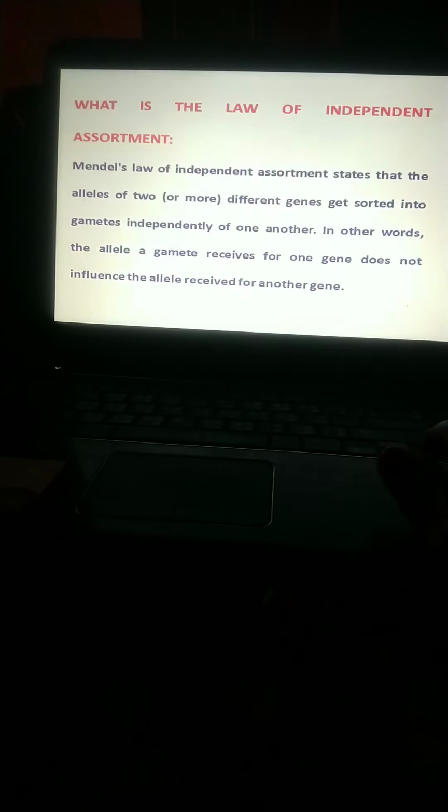Today we are studying Mendel's law of independent assortment. What is the law of independent assortment? Independent assortment is the third law of Mendel.